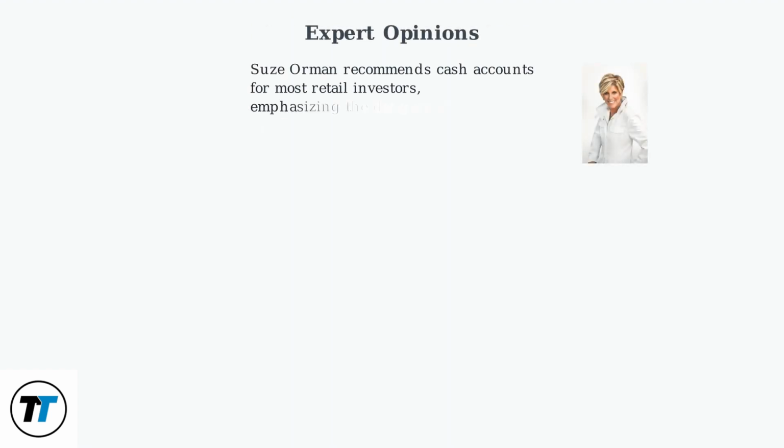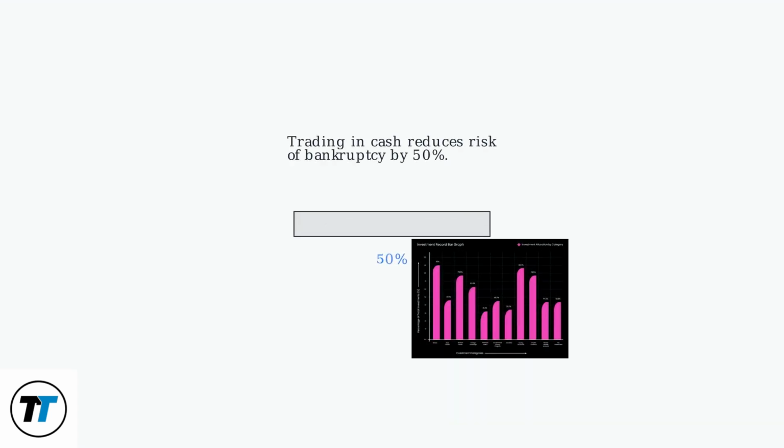Financial experts like Suze Orman recommend cash accounts for most retail investors, emphasizing the dangers of gambling with debt. Surveys show a majority of financial advisors recommend switching to cash, particularly amidst AI-driven market unpredictability. Trading in cash reduces risk of bankruptcy by 50%.